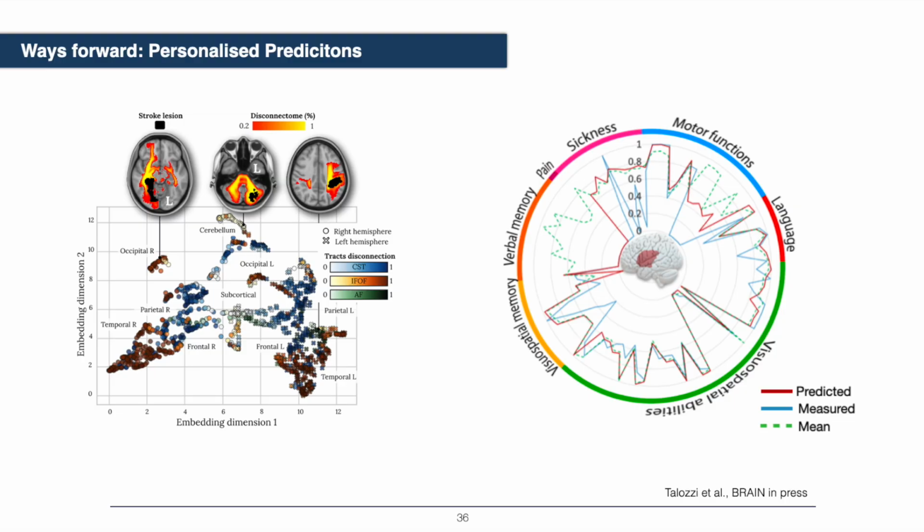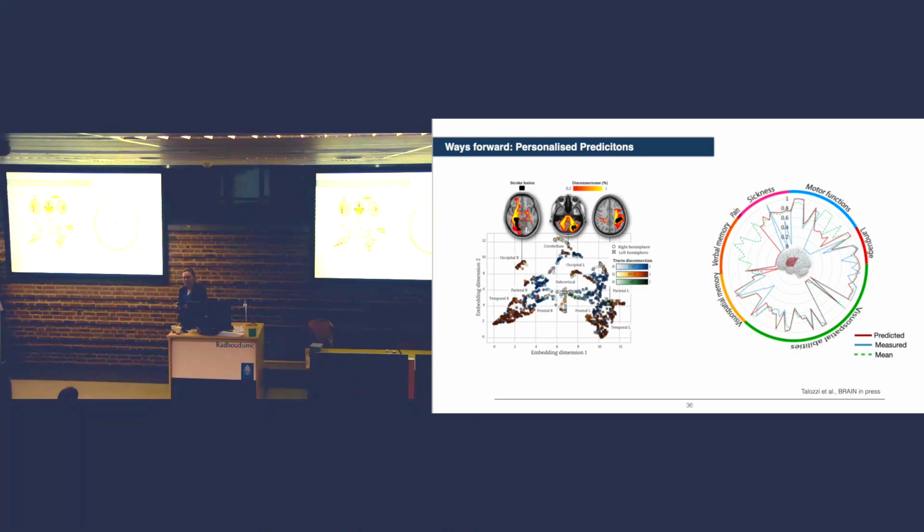Now, another way forward is that we want to make predictions. So right now, when a patient comes into the clinic with a stroke, we can't really tell them where they will be in a year's time. We can make rough estimates based on demographical data, clinical data. If we're lucky, we have some good imaging data. But it's pretty much a guess of where that patient would land.